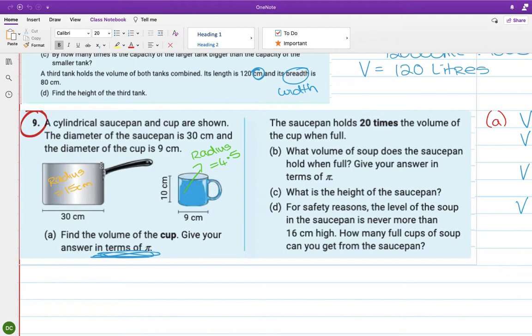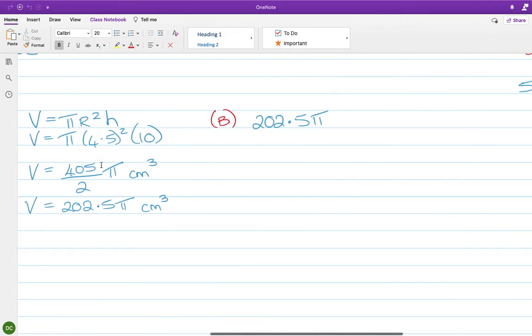Yeah? Okay. The saucepan holds 20 times the volume of the cup when full. What volume of soup does the saucepan hold? Okay, so it holds 20 times the cup. So this is what the cup holds. That's what the cup holds. And the saucepan holds 20 times that. Multiplied by 20.